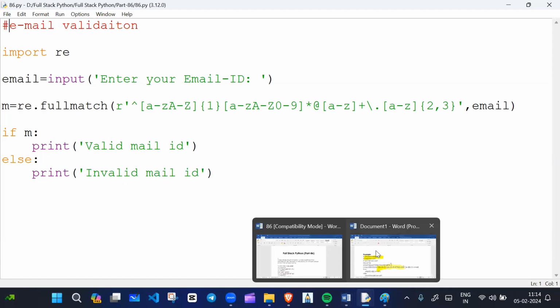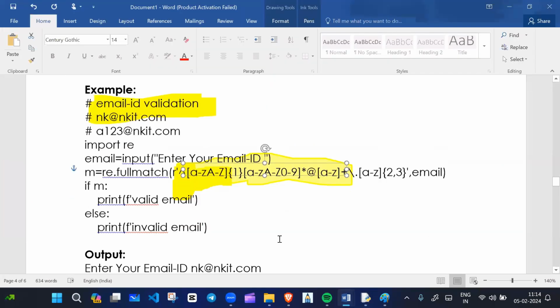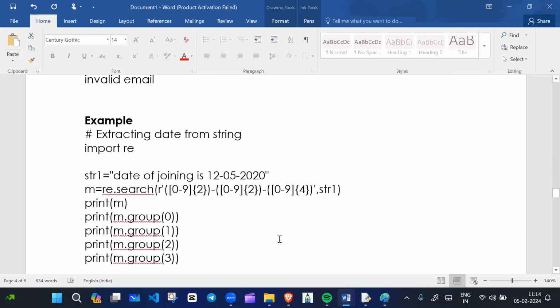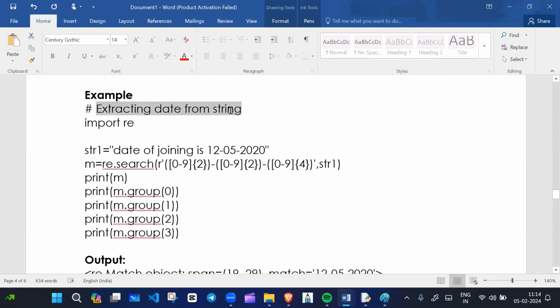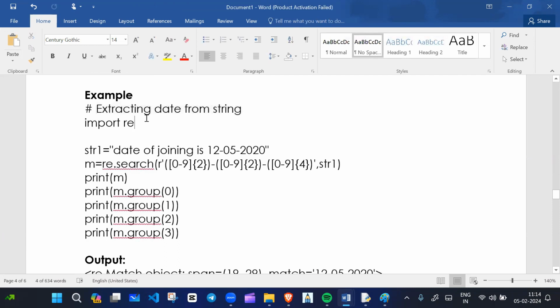You can practice this code. I will provide the presentation, and I will provide the link in the description. You can download it. The same way we can perform validation or extract dates.